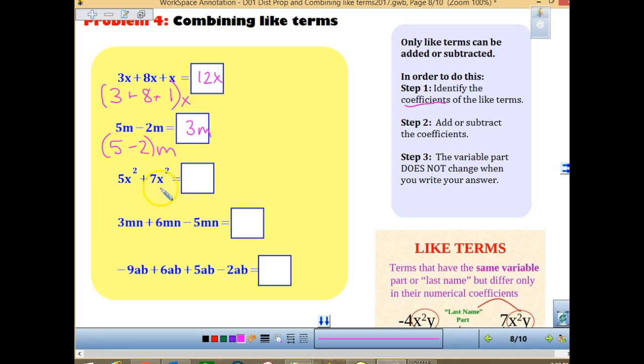5x squared plus 7x squared. We're going to do that addition, right? A 5 plus 7 gives us what? 12x squared. Mara, you ready for that next one? What do you got? Yep, how much did you end up with?